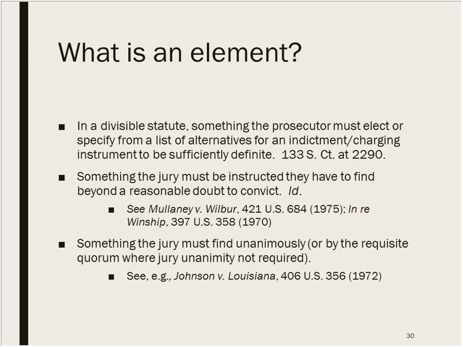So the definition of an element, as I said, is something that has to be specified by the prosecutor. It has to be in the indictment or the charging document. And it's something that the jury must be instructed that they have to find beyond a reasonable doubt to convict. In other words, the jury must entirely agree on the element in order to find a conviction.